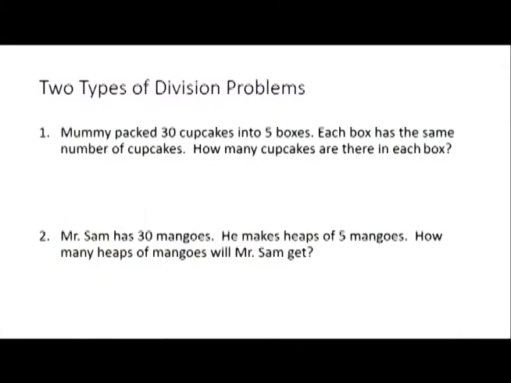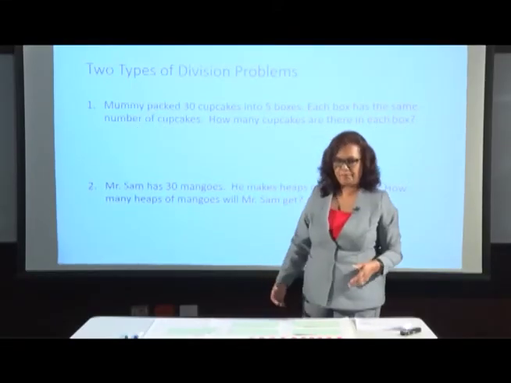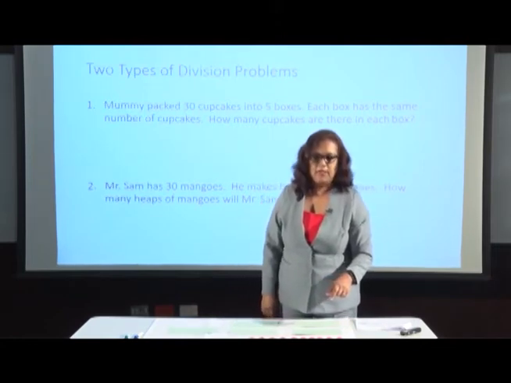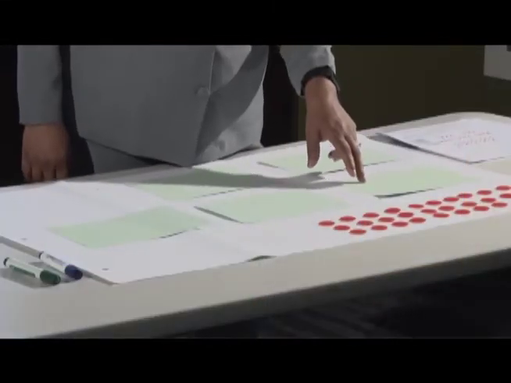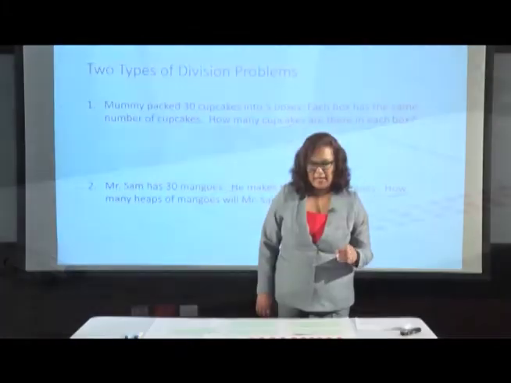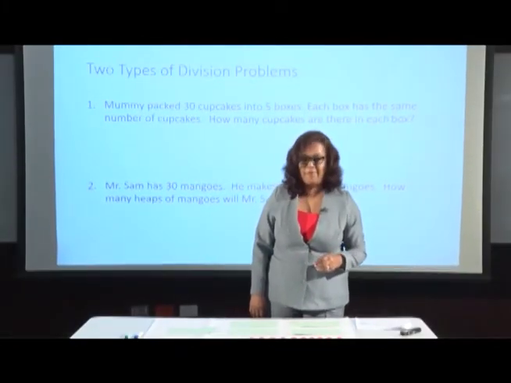Okay, let us look at problem 1 again. Mommy packed 30 cupcakes into 5 boxes. Each box has the same number of cupcakes. How many cupcakes are there in each box? So here we have the model of that problem. I have my 30 two-sided counters here that represent the 30 cupcakes, and I have my 5 boxes represented by these rectangles. So I am going to take the cupcakes and share them equally in the 5 boxes.